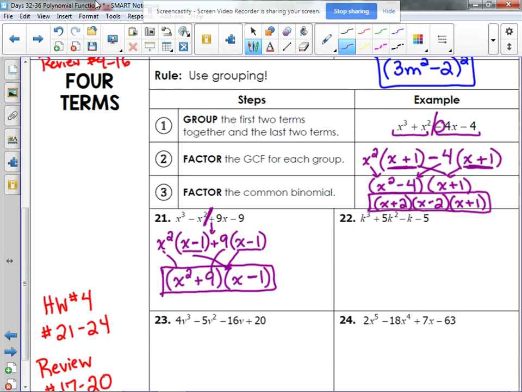Okay, let's look at 22. K cubed plus 5k squared. They have a k squared in common. When we factor that out, we've got k plus 5. If that's a minus, you've got to take the negative out. K and 5 don't have anything else in common, so we're just factoring out a negative 1. So that becomes plus k and plus 5.